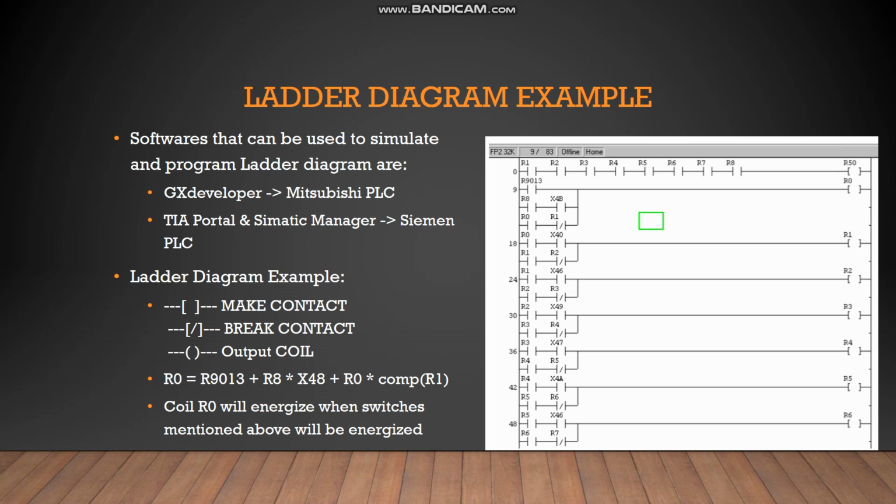Usually for implementing any logic, first a Boolean equation is made, then that Boolean equation is converted into a ladder diagram. For example, to operate the R0 coil present in the second rung, a combination of OR and AND gates is used as shown in the diagram.